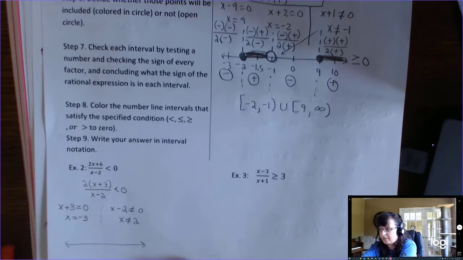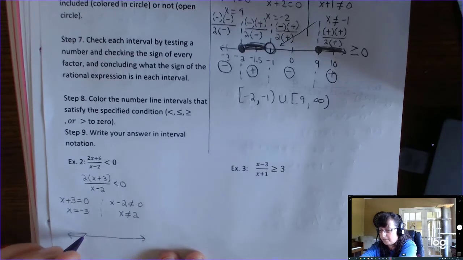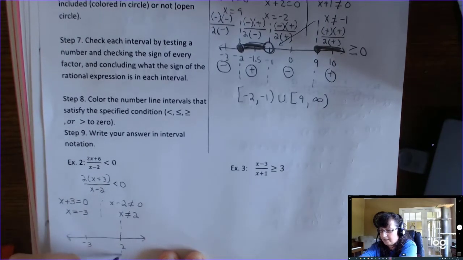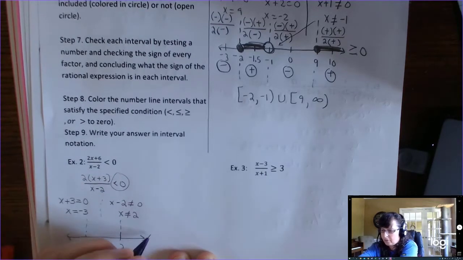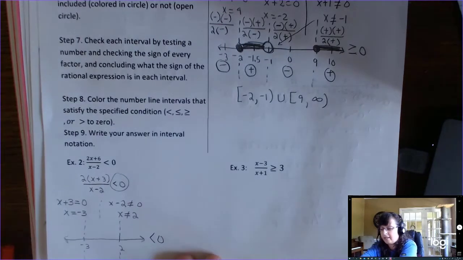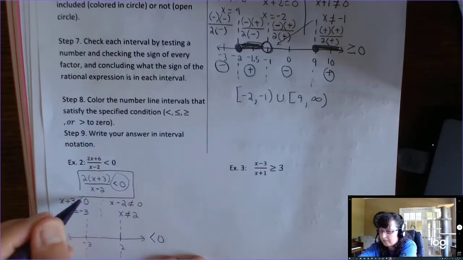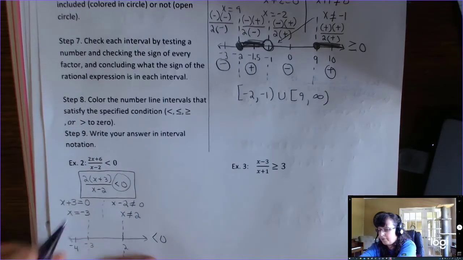Okay, even though x is not going to equal 2, a sign change happens there. So we need to put negative 3 down and 2 down. And I love to write down this inequality right here, because this is what I'm going to analyze. This is the rational inequality I'm going to use. So I'm going to pick a test number. I'm going to put negative 4 in here.